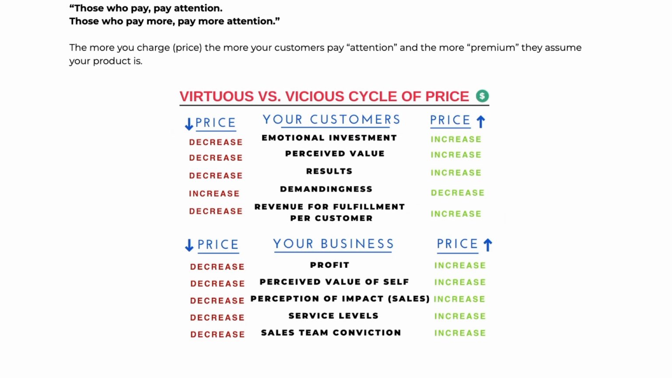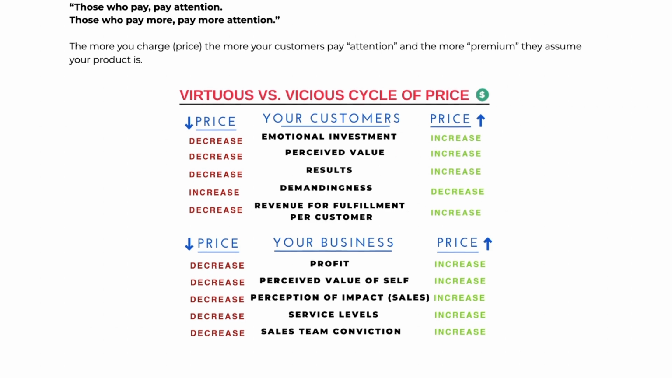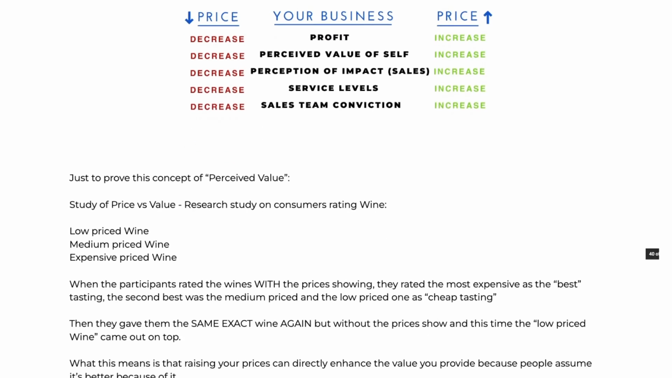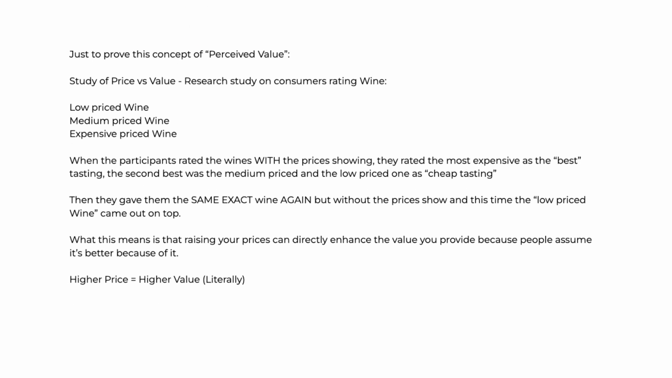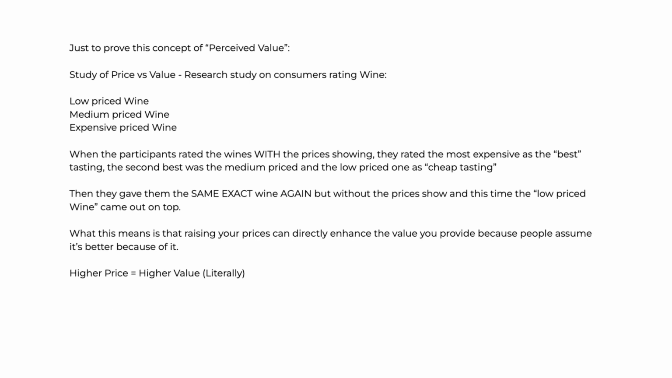And just to prove this concept of perceived value and how it applies to price is that there was a study that was done that was actually based off of the consumer's rating of different types of wine, okay? They had like a low-priced wine and a medium-priced wine and an expensive-priced wine. And when the participants rated the wines with the price tags showing, they always rated the most expensive wine as being the best tasting, and then the second one was the medium priced one, and then the lowest one was the most cheap tasting one.